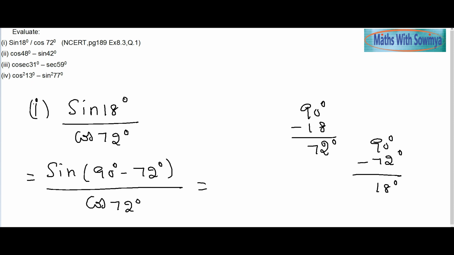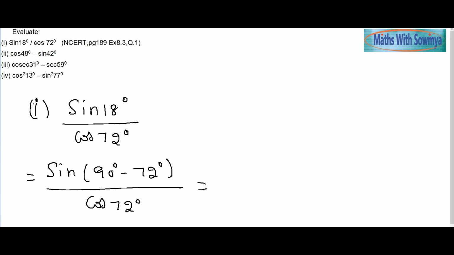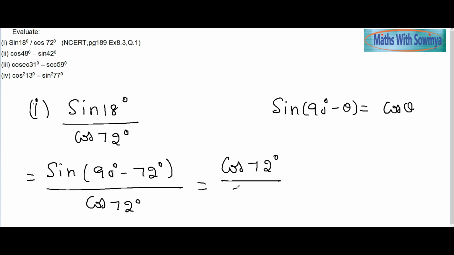We have just learned the complementary angles, which say sine of 90 degrees minus theta will give us cos theta. Here 72 degrees is theta. So sine of 90 minus 72 degrees will give us cos 72 degrees. Cos 72 degrees by cos 72 degrees get cancelled. We will get the answer 1.